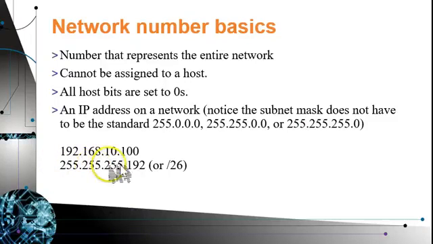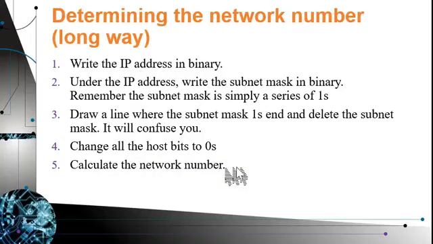Here's 8, 16, 24, and the number 192 is 2 ones followed by 6 zeros. So there are 26 ones in a row, and that's what that /26 means. Both of those numbers mean the exact same thing. So the 5 steps that you must always do, and I'm going to show you a shortcut, but to calculate the network number, what you're going to do is write the IP address in binary. Underneath the IP address, you're going to put the subnet mask in binary. Remember, that's just a series of all ones.